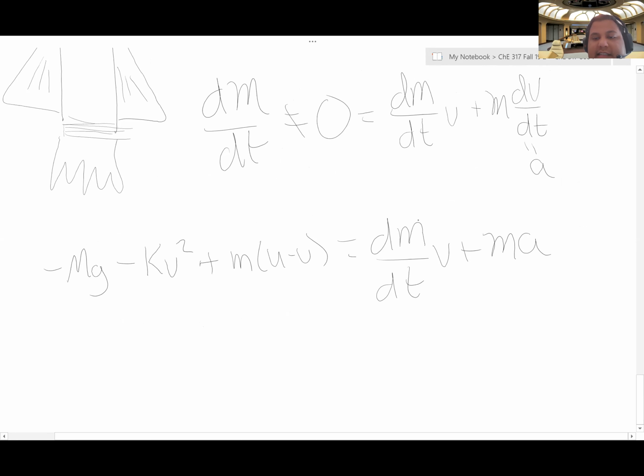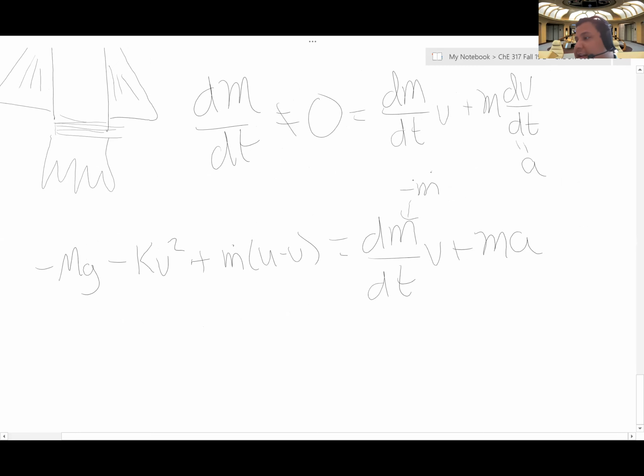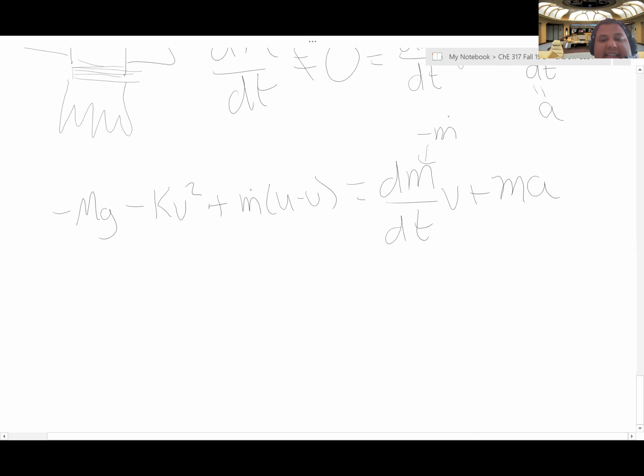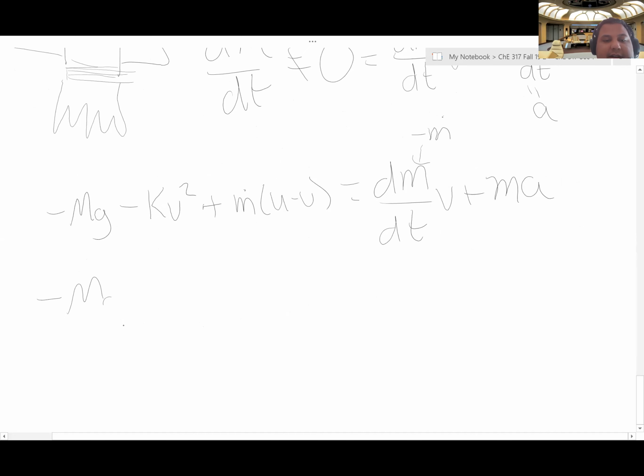The other question then is, do we have any mass leaving the system of the rocket? The propellant. So we're losing propellant, so this would be some negative m in our system. Expanding this out, I have the mass of the rocket times gravity minus kv squared plus mass times u minus mass times v equals negative mass times v plus ma.